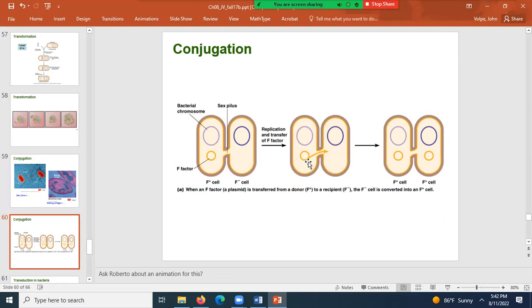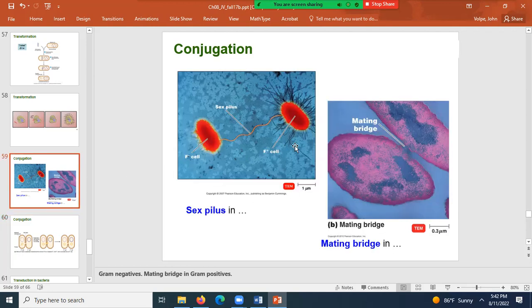Well, when the F plasmid moves from the F plus cell to the F minus, we now have this cell with the F plasmid. And this F plasmid codes for the sex pilus. So this cell will grow a sex pilus. So the two of them will have sex piluses. I guess that would be sex pili. And that changes the phenotype of this cell from F minus to F plus, because this cell will have the F plasmid, it will grow a sex pilus, and it will change into the F plus cell.